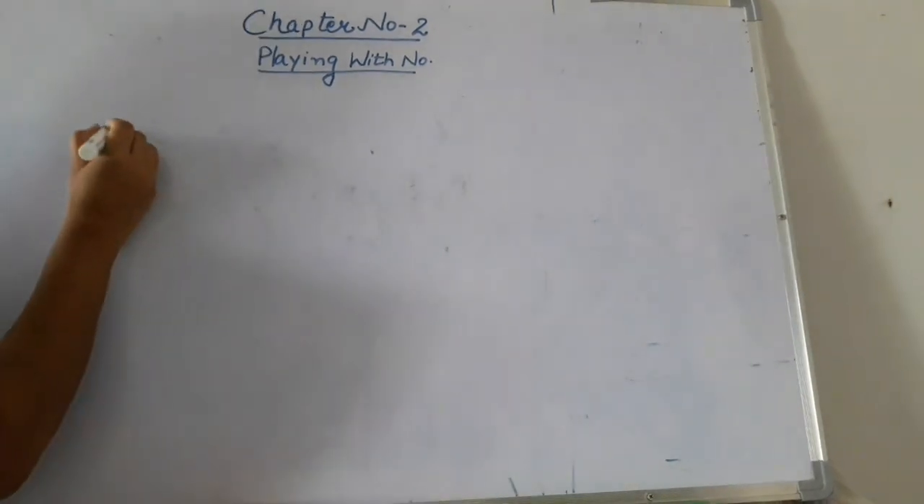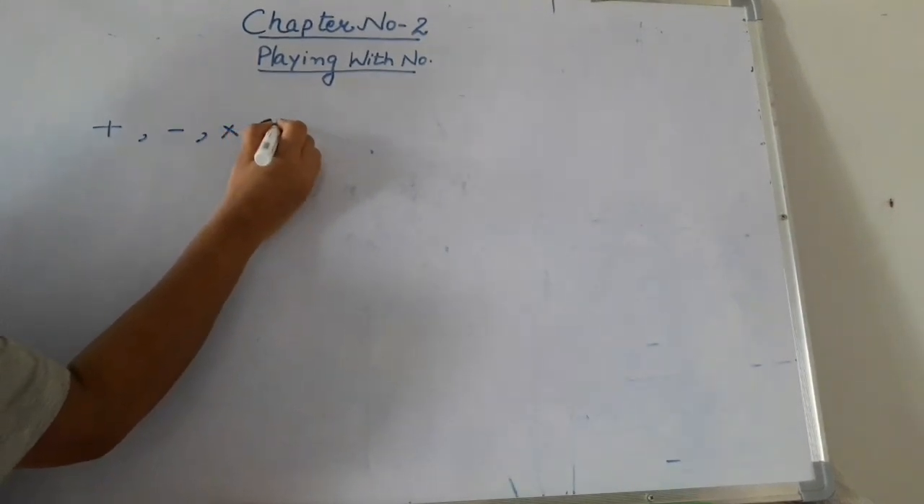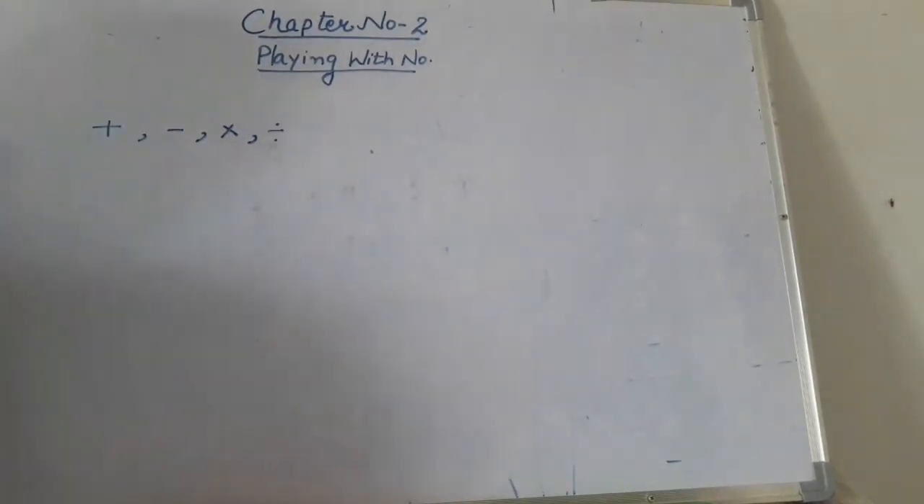In the previous chapter, chapter number 1, you have already done the addition and the subtraction on large numbers. Now in this chapter we will learn how we can solve one statement having multiple operations in it. You know the 4 basic operations in maths: plus, minus, multiplication and division. These are the 4 basic operations used in maths.